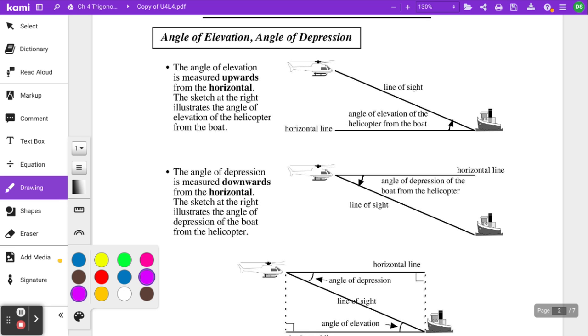Okay, so the angle of elevation of the helicopter from the boat, here's his dotted line, and when you go up, don't you wish your finger had powers like mine? And then that's your angle of elevation. But the angle of depression from the helicopter to the boat, the helicopter, see the horizontal line? This is the angle of depression.